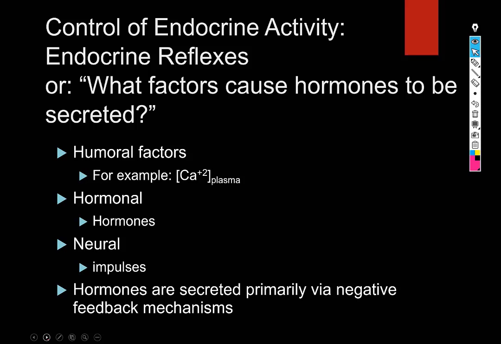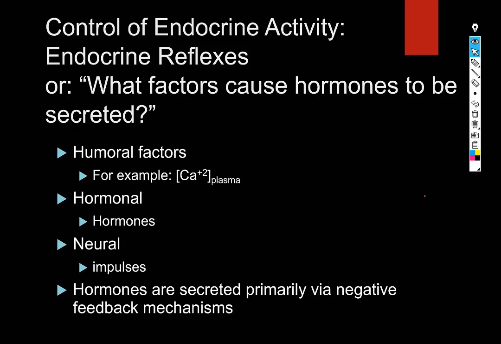So one thing to keep in mind, and one thing that's important to understand, is that hormones are secreted via negative feedback mechanisms. So what that means is a given hormone will circulate back to whatever caused its production in the first place and inhibit its own production. And this is an important concept because what this allows is for hormonal responses.